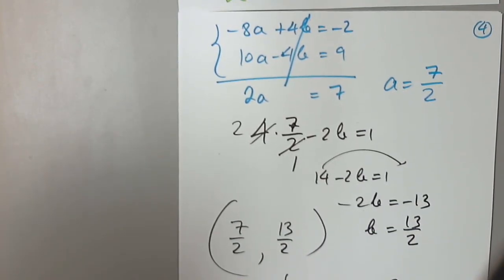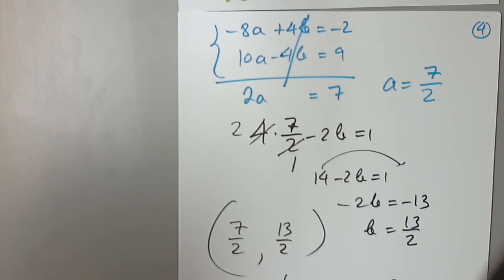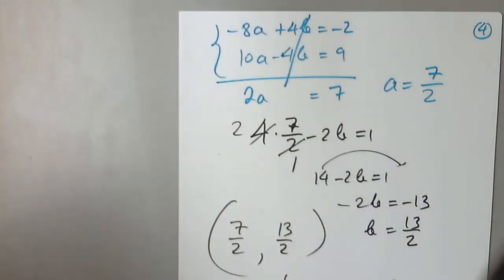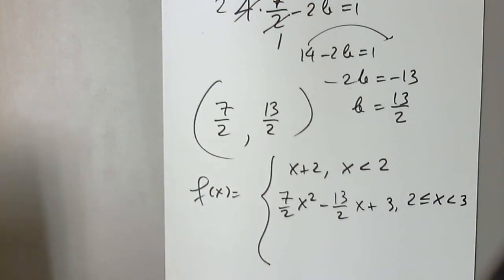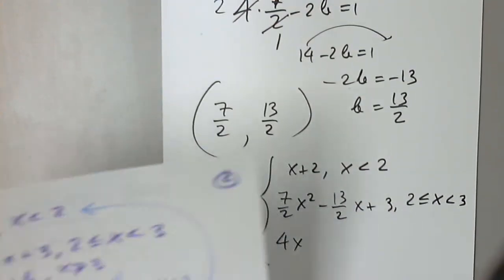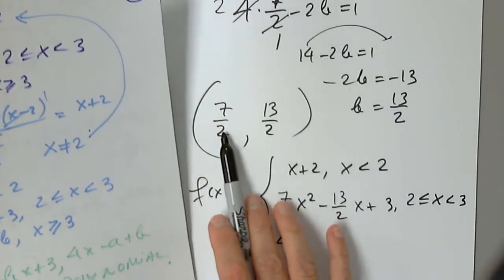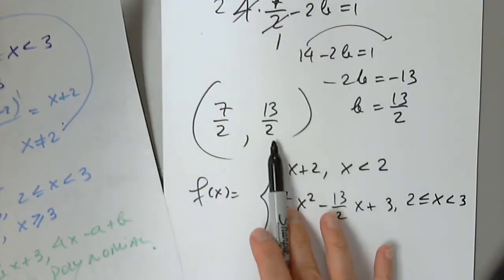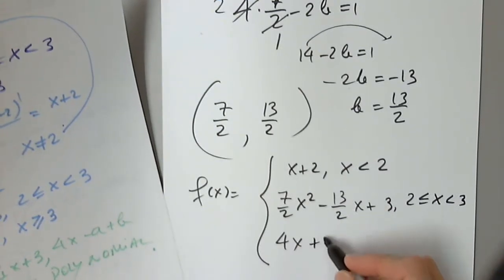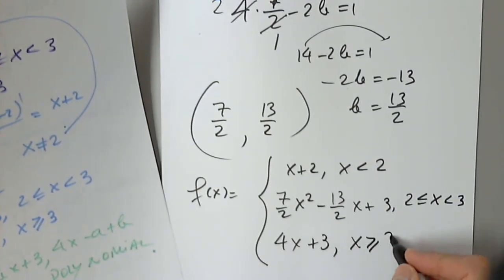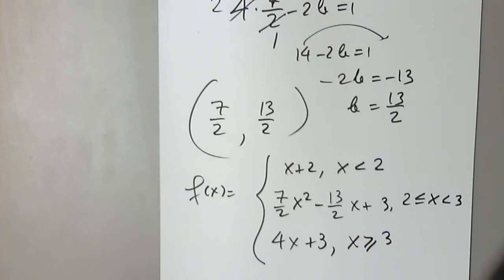7 halves x squared minus 13 halves x plus 3 between 2 and 3. And finally, 4x, but then I have negative a, which is negative 7 halves, plus b, which is 13 halves, which will be 6 halves, which will be 3, for x greater than or equal to 3. Very nice problem. It's from WebAssign.